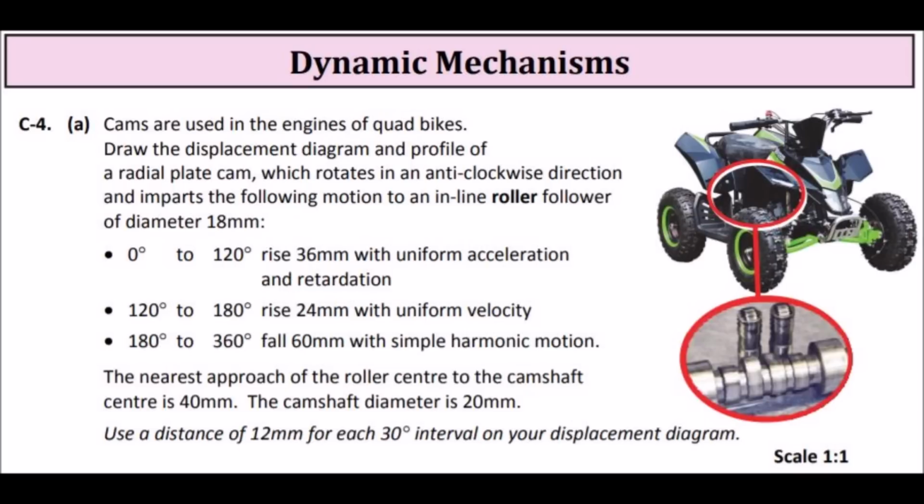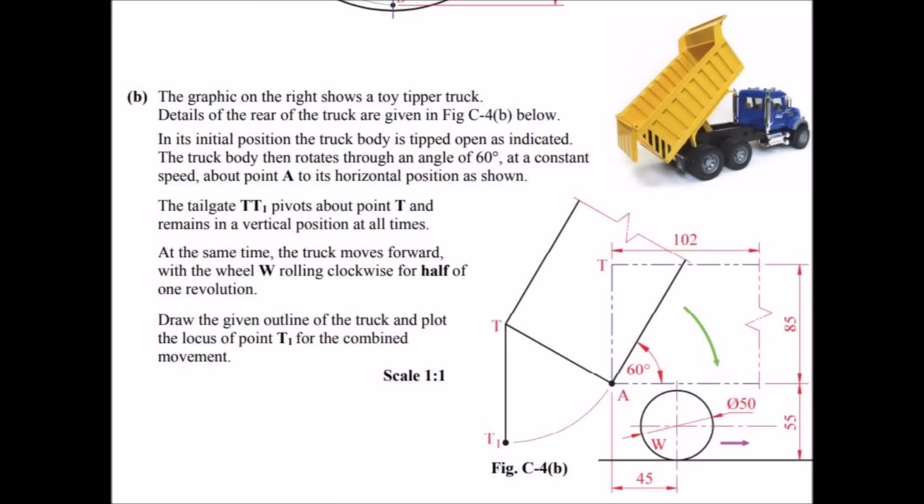So we haven't had a proper cam question since 2017. So it's a possibility that might come up again this year. I don't expect a helix to come up because technically you had a bit of a helix in last year's one. And then a loci. We haven't had a loci since 2016.